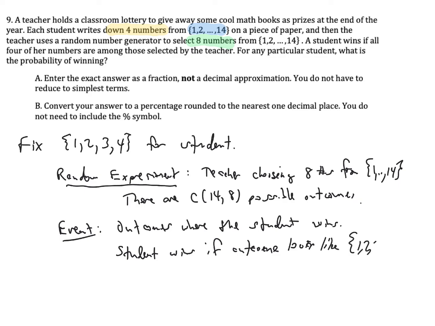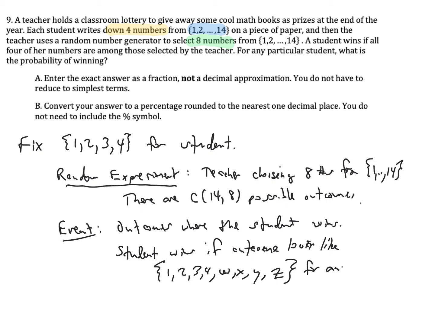If the outcome looks like 1, 2, 3, 4, W, X, Y, Z. So remember, these are what the outcomes look like. They're 8 element subsets. The student wins if numbers 1, 2, 3, and 4 are among the 8 numbers. So any 8 element subset that looks like this, 1, 2, 3, 4, followed by 4 other numbers, is going to mean that the student won. Anything that doesn't use 1, 2, 3, 4, the student doesn't win.